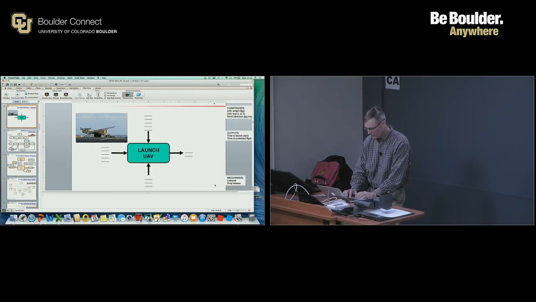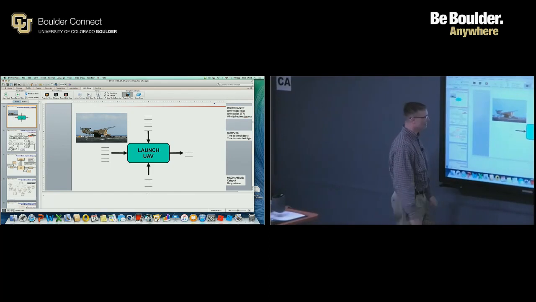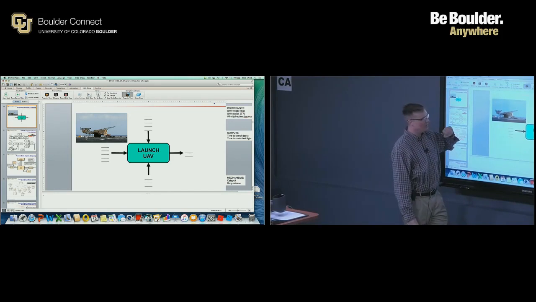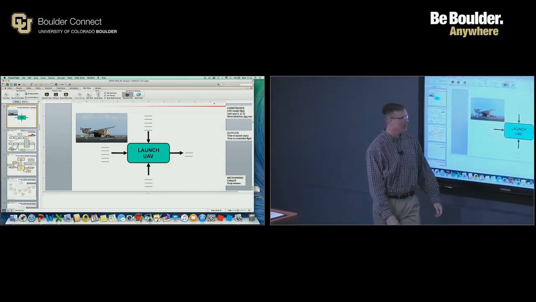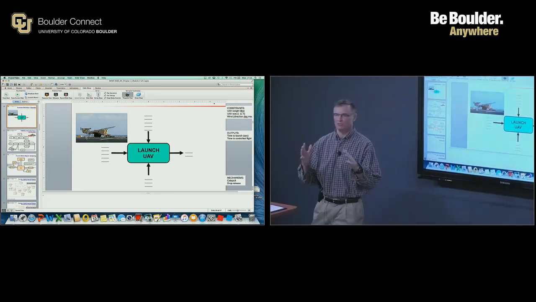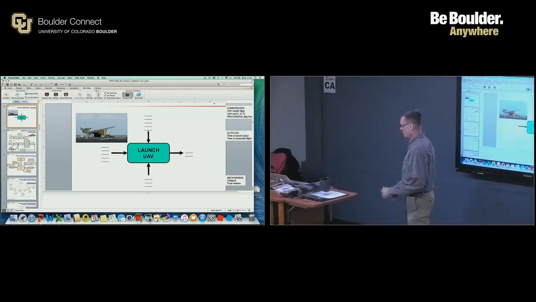Okay, so our inputs. If this is our system, this is our little UAV with its little launcher system, and our function is to launch the UAV. What do we think some of the inputs to that would be? Anybody? Inputs to launch our UAV? Weight of the UAV.